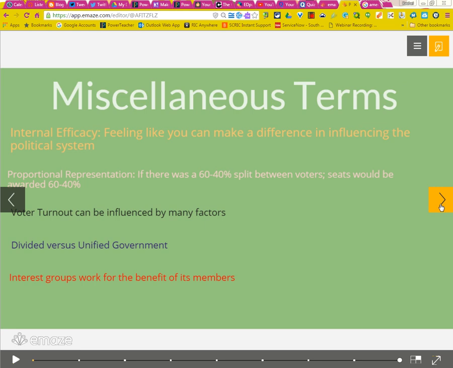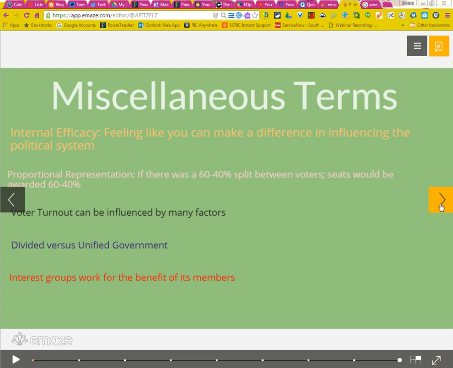All right, some more miscellaneous terms. Internal efficacy is the feeling like you can make a difference in influencing the political system. It responds to people like you. External efficacy is that government has that effect on you.